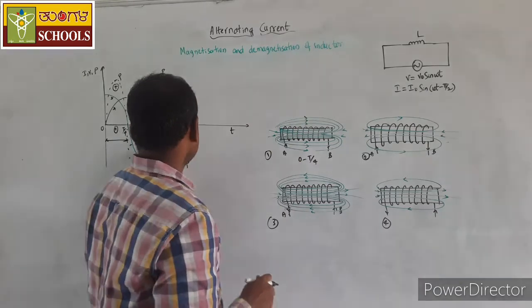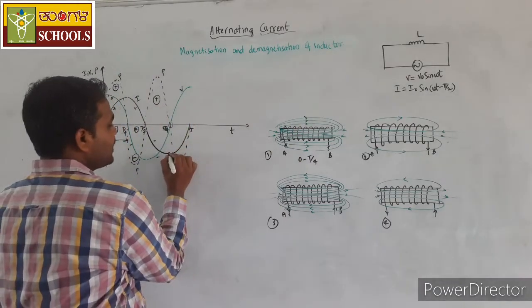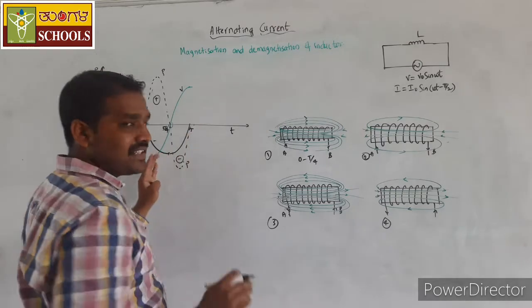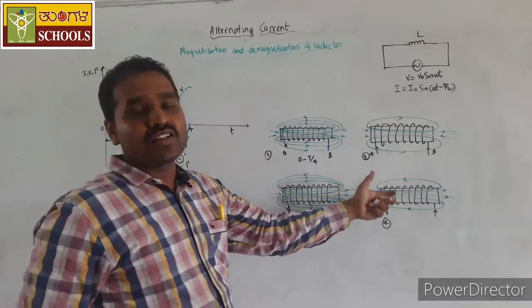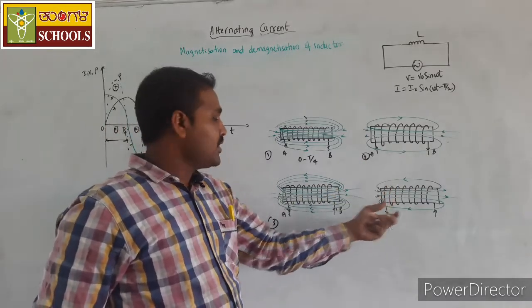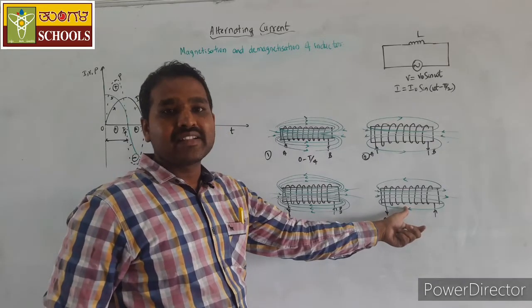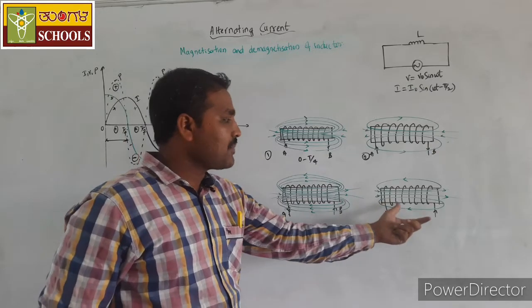Then during the fourth quarter, that is the last quarter here, the current magnitude is decreasing from maximum to 0. As the current decreases from maximum to 0, the magnetic flux also reduces. So during the fourth quarter, the inductor gets demagnetized. What actually happens here?